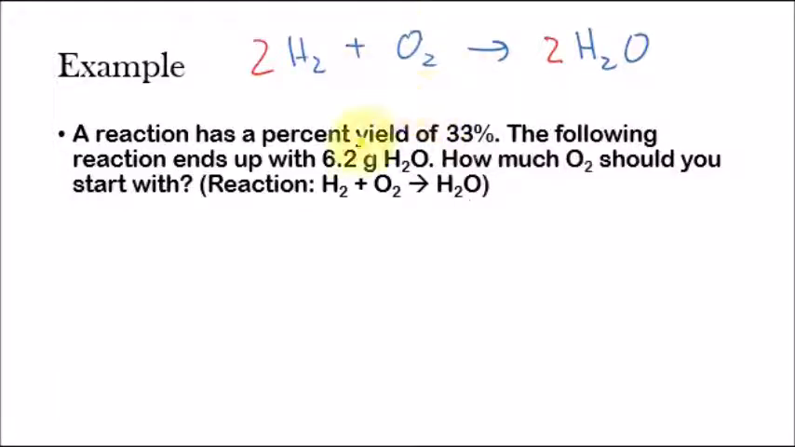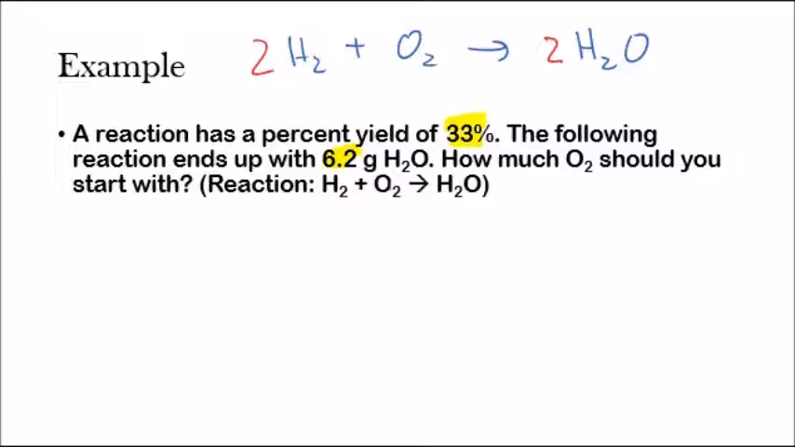Okay, so let's see here. This question is giving us the percent yield of 33%. It's giving us the percent yield. Is it giving us the actual yield? Okay, wait, that's wrong. Yes, it's giving us the actual yield here. So what we're basically going to have to do is, it's telling us that the reaction ends up with 6.2 grams of H2O. So that's the actual yield.